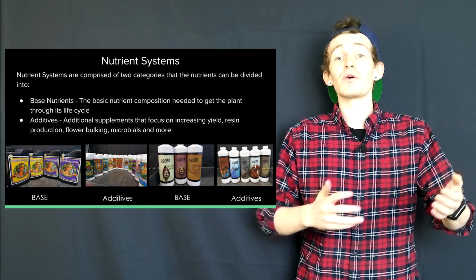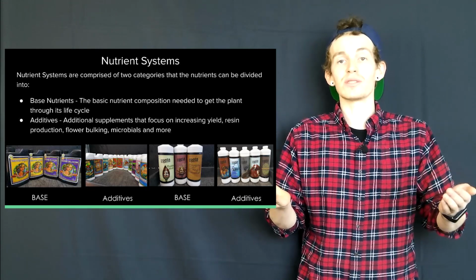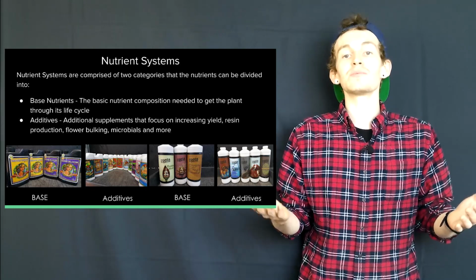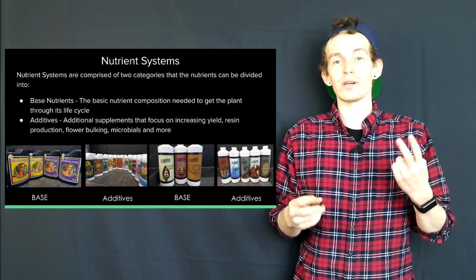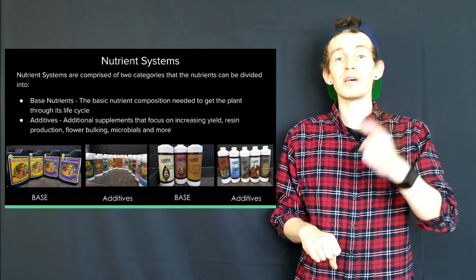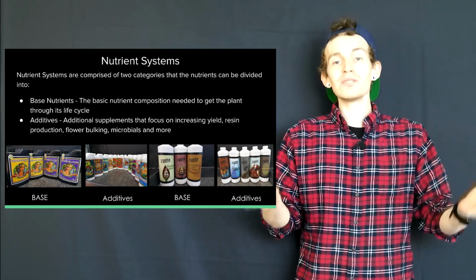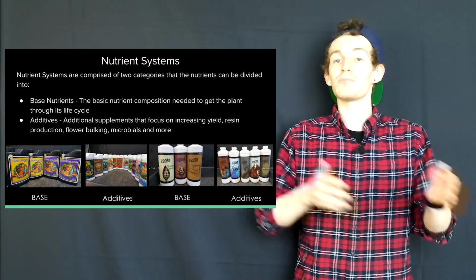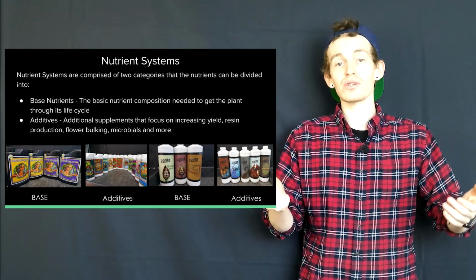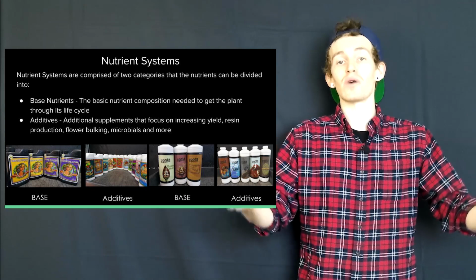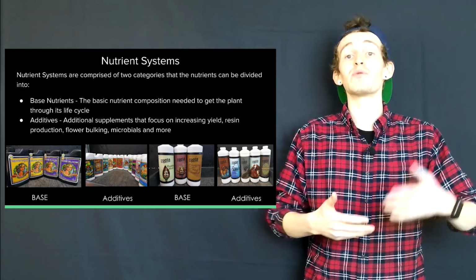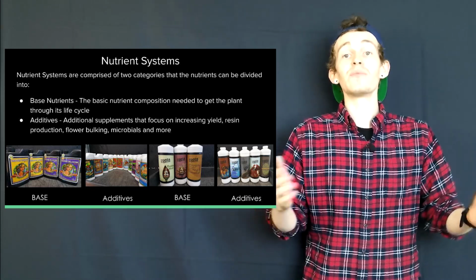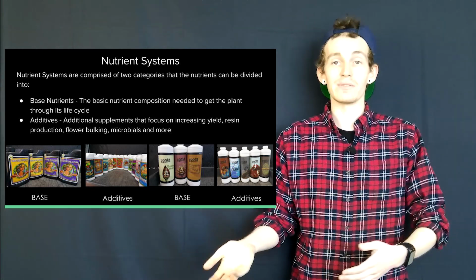So there's a couple of things that are important to understand in understanding a nutrient system, and so let's dive in first and foremost to how they're broken down. Nutrient systems are going to be broken down into two categories. There's going to be your base nutrients and your additives. Base nutrients refers to the basic nutritional content that's needed to get your plant from point A to point B. It's simply going to be the nutritional content needed to keep the plant alive and growing. Not necessarily get the optimal results out of the plant, but give it what it needs in order to continue its life cycle. From there is where we get into what we call the additives.